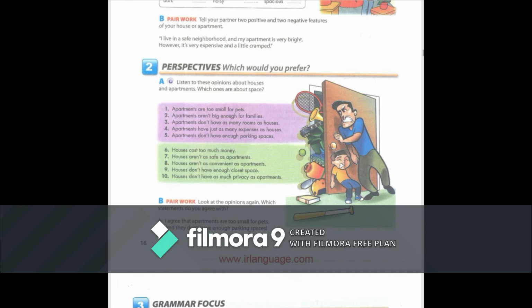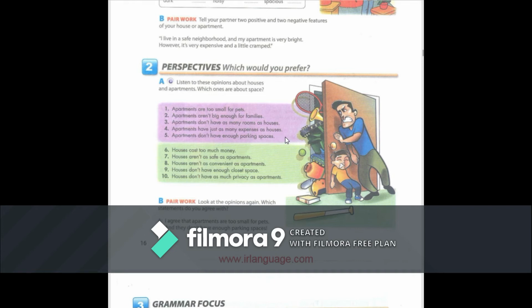Okay, so perspectives, which would you prefer? First we're going to talk about apartments. Apartments are too small for pets. Apartments aren't big enough for families. Apartments don't have as many rooms as houses. Apartments have just as many expenses as houses. Apartments don't have enough parking spaces.